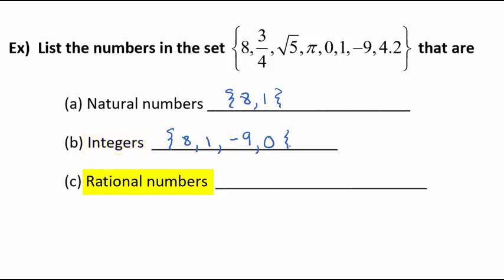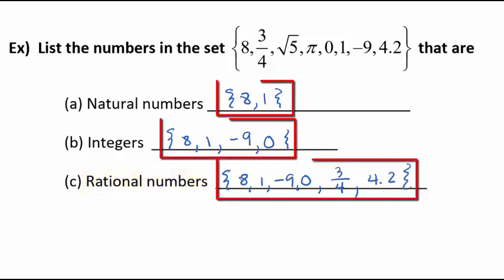What about rational numbers? All the integers 8, 1, negative 9, and 0 are rational numbers. And rational numbers are all the numbers that we can put into a fraction. What about 3 over 4? It is a rational number because it's already a fraction. Pi and the square root of 5 are not. But 4.2 is a rational number because we can put it into a fraction. So this is the answer, which means the square root of 5 and pi are irrational.